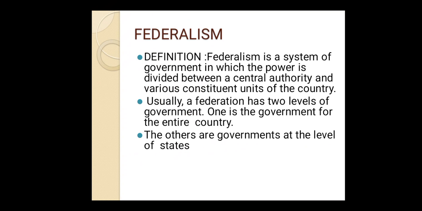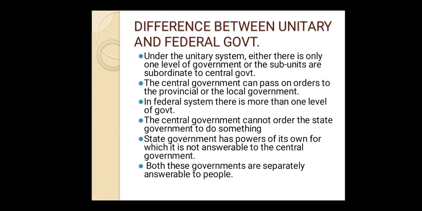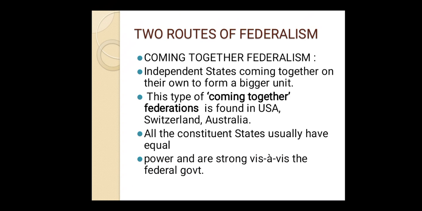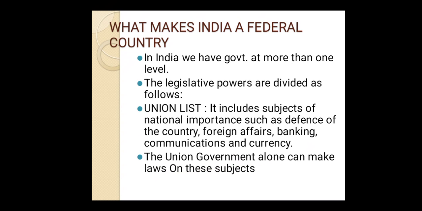We have discussed the definition of federalism, that there is government at more than one level. Then we discussed features of federalism, and then the difference between unitary and federal government, and that both these governments are separately answerable to people. Then we discussed two roots of federalism: coming together federalism and holding together federalism. Holding together federalism is found in India.